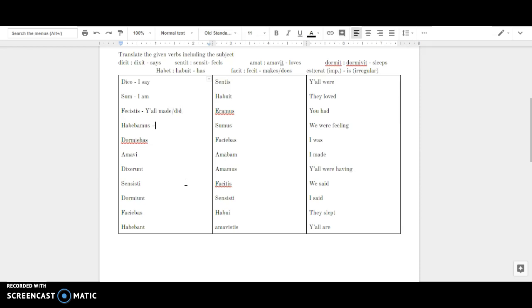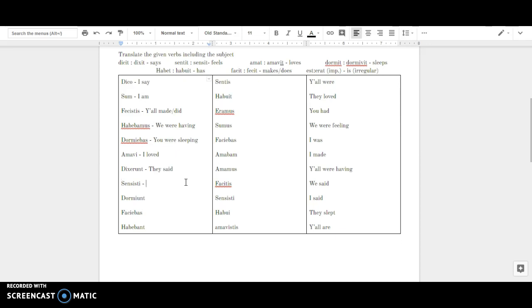Habebamus ends with a bamus. That means we. The ba means it's imperfect. And habet means has. So we were having. Okay. Dormiebas. The bas means you. The ba means were. And dormit means sleeps. Okay. Amavi, the I, this is perfect tense, so the I means I. The V means it's in the past, and amat means love, so this means I loved. Dixerunt, Superman has X-ray vision, has the X in it, we know it's perfect, ends with an erunt, so we know that they are doing it. We say they said.